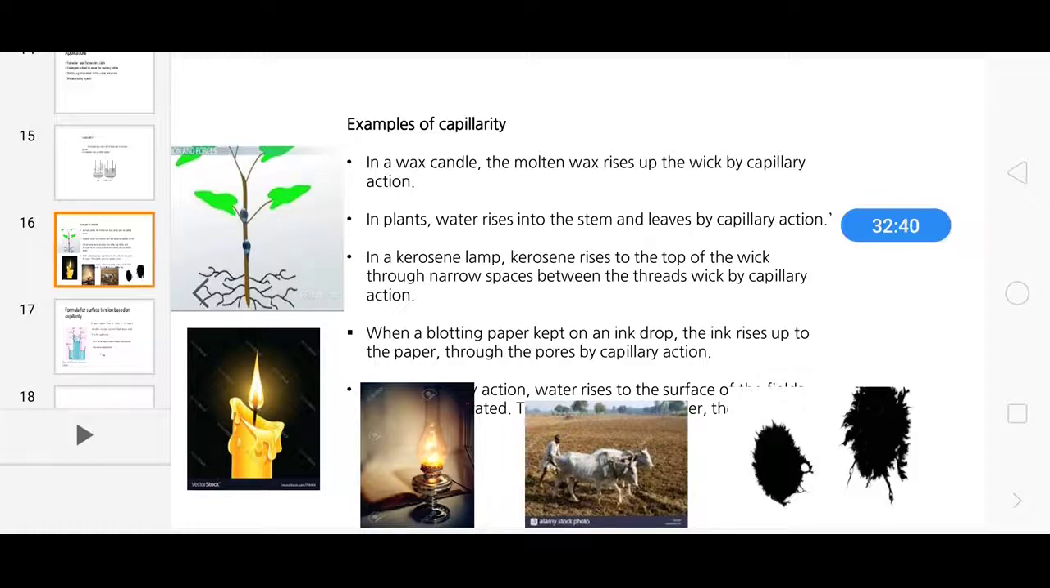So these are some examples of capillarity. The wax of a candle rises up by the wick due to capillary action, and in plants the water rises into the stem and leaves due to capillary action only. In a kerosene stove, the kerosene rises up to the top of the wick through the spaces between the threads due to capillary action. And when blotting paper is kept on an ink drop, the ink rises up in the paper through the pores by capillary action only. So these are the examples.